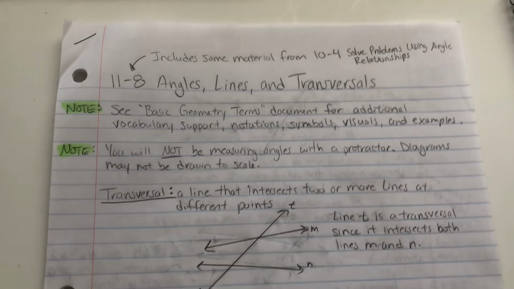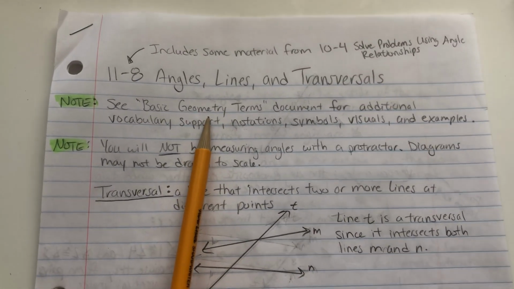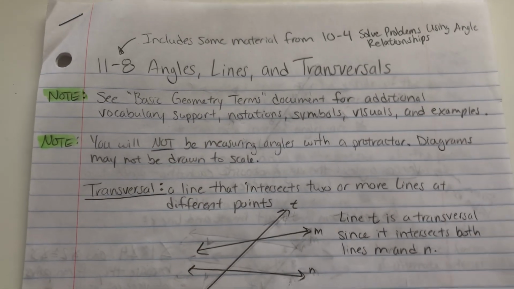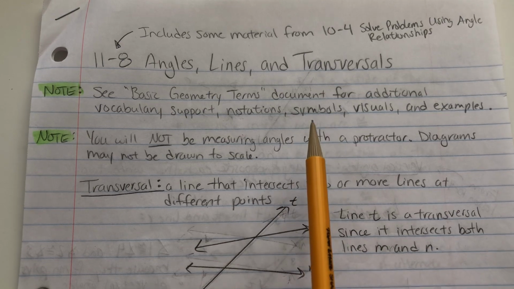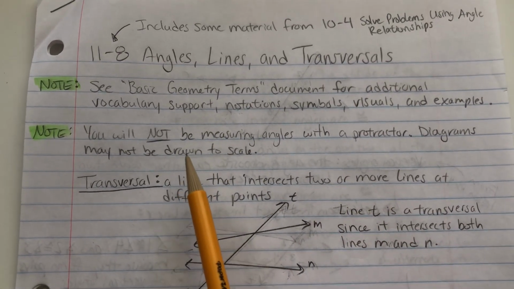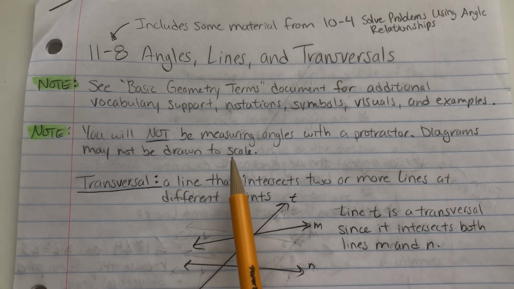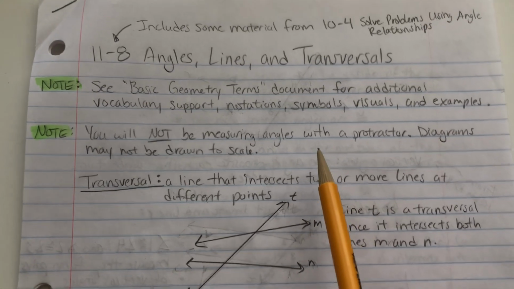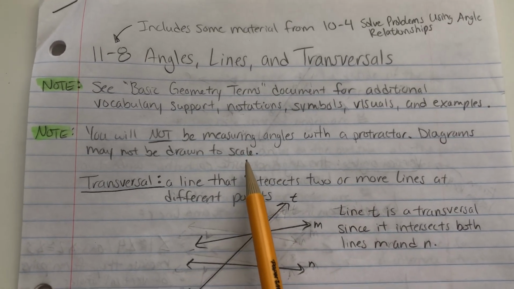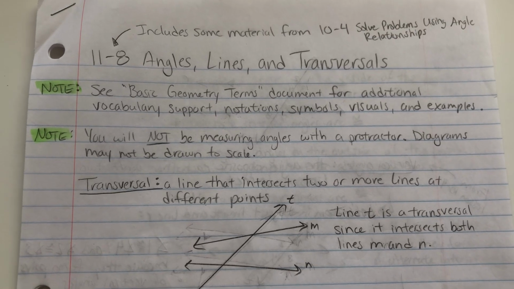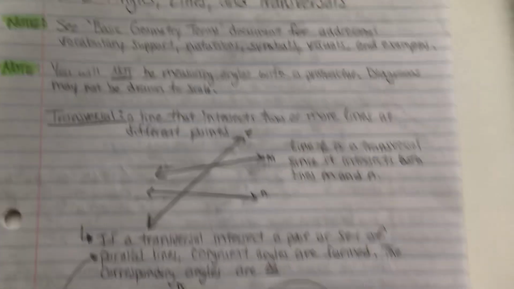Two notes before we start. There is a document I attached to the assignment called Basic Geometry Terms. It's just an additional resource for you that has some of these definitions with symbols and visuals and examples. The more important note is you're not going to be using a protractor at all in this lesson, unless you're just using it to draw straight lines. Diagrams are not going to be drawn to scale most of the time, and we're going to actually be using algebra and properties of equations to find angle measures.